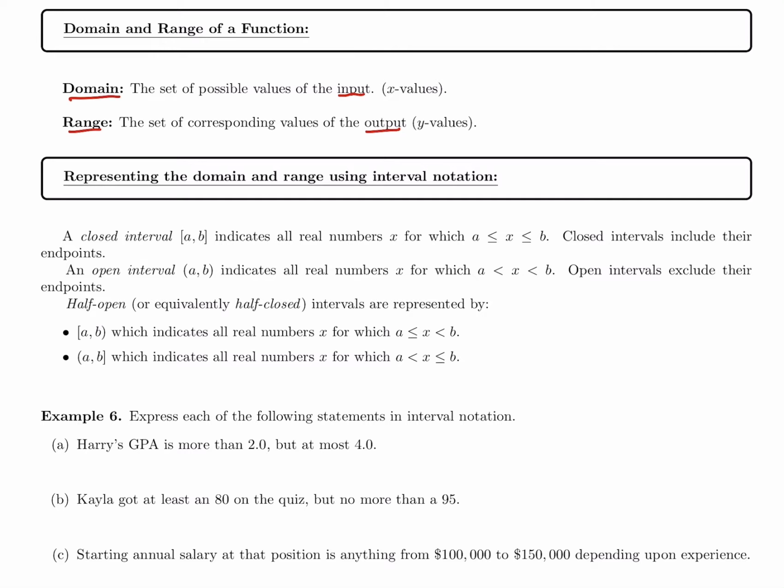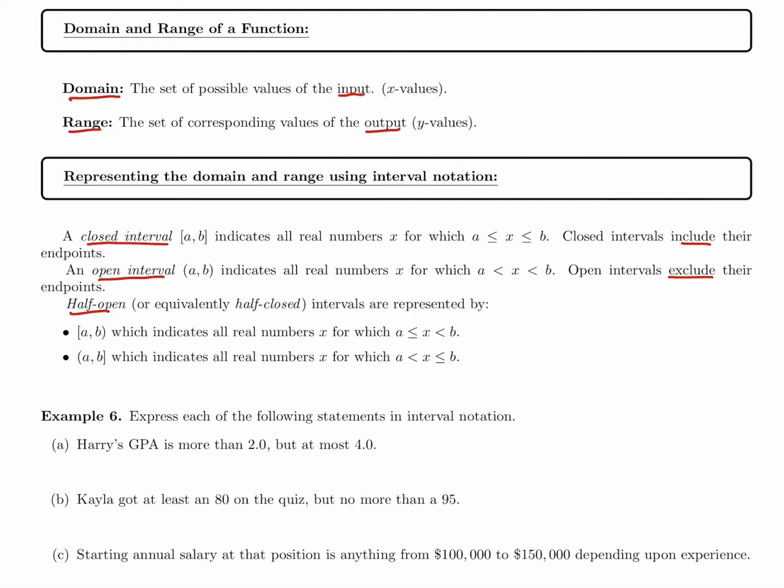So representing the domain and range using interval notation. Closed intervals means that they include endpoints. Open intervals mean that you exclude your endpoints. So if A to B is closed, that means numbers from A to B including A and B. Whereas if you have the round parentheses, that's an open interval. That means numbers A to B, but not including A and not including B.